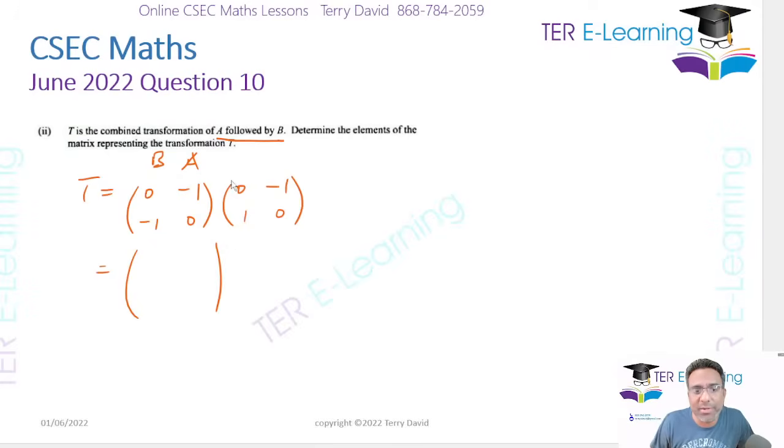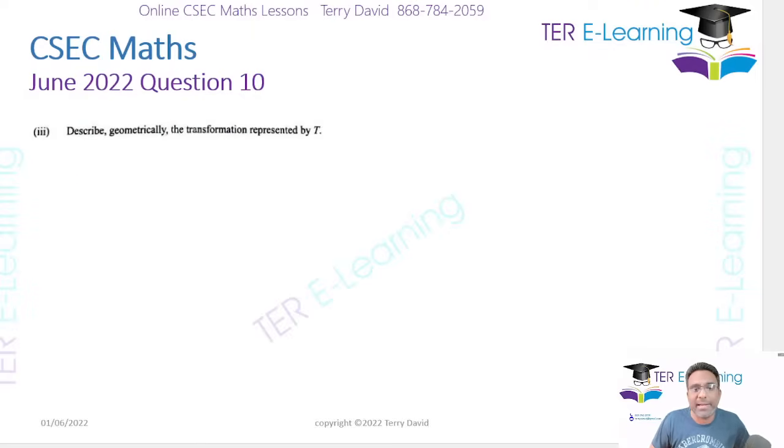So 0 by 0 is 0. And then minus 1 by minus 1, so this is going to be minus 1. 0 by minus 1 is 0. Minus 1 by 0 is 0. So this is going to be a 0. Row by column again. Minus 1 by 0 is 0. So this is going to be a 0 here. And then the last thing here is minus 1 by 1, which is negative 1. So we're going to get this here. That's what we're going to get as our transformation T. So determine the elements of the matrix representing transformation T. So that's it. That's what we're looking at there, right?